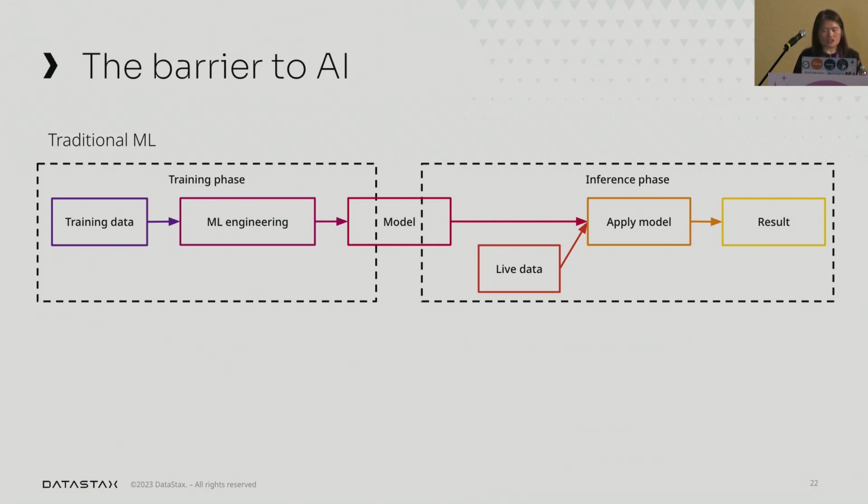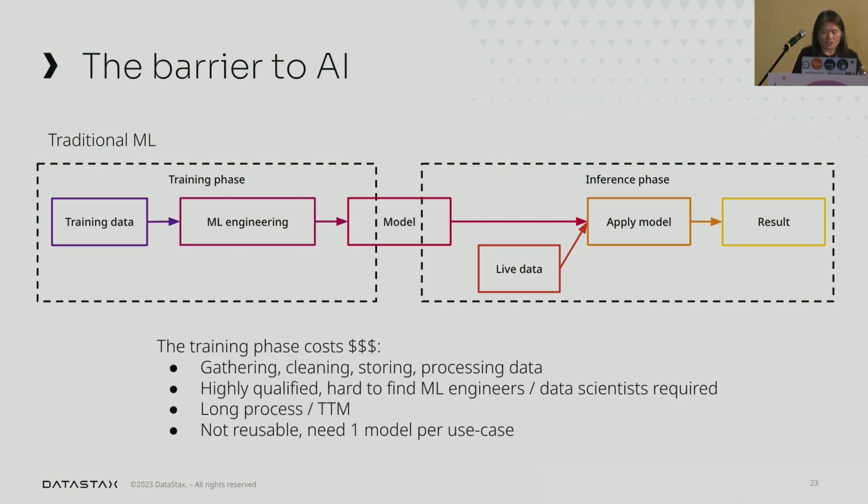As you can see, there's training data coming in. There's machine learning engineering. You produce the model. The model is then used for inference. That's when you apply techniques to search based on the model for what you're looking for. So that's traditional ML.